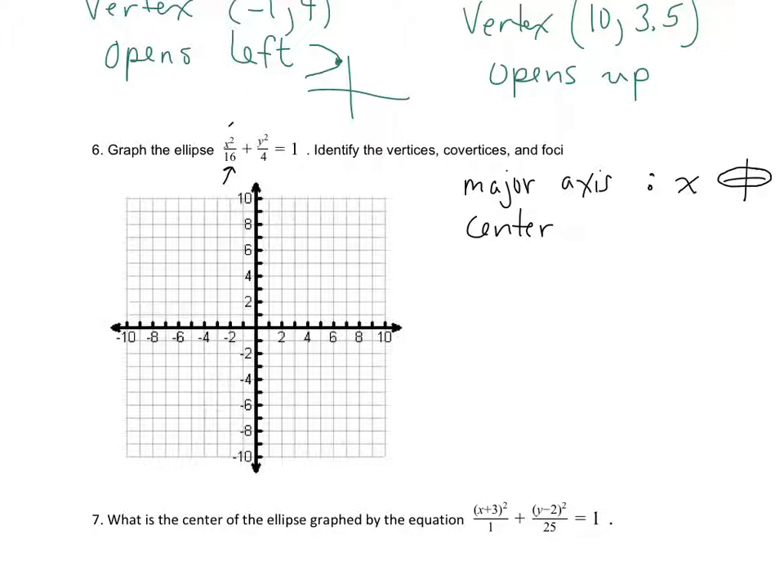The center in this case is just the origin. It's 0, 0, because if I look inside the x squared and y squared, I don't see a number. So the center is just going to be 0, 0. So I can start to graph that. There's my center point, 0, 0.